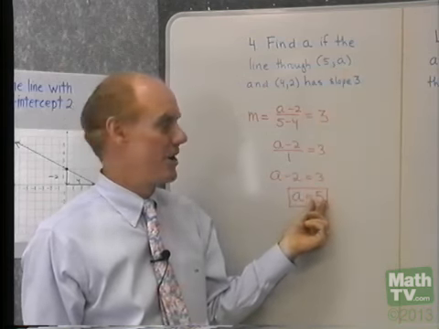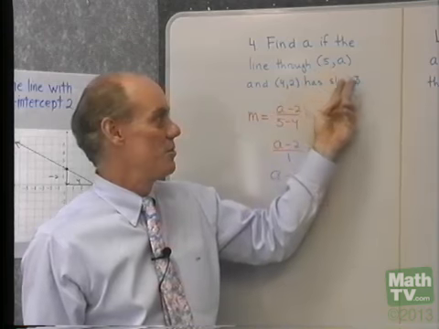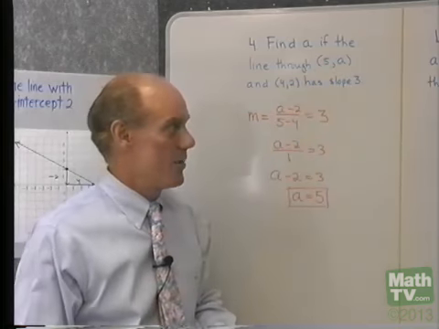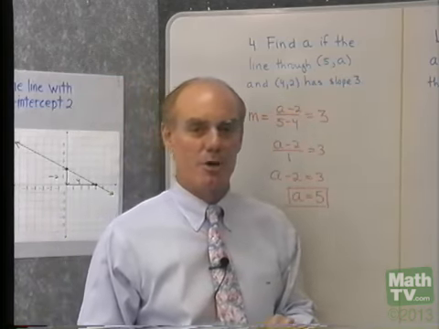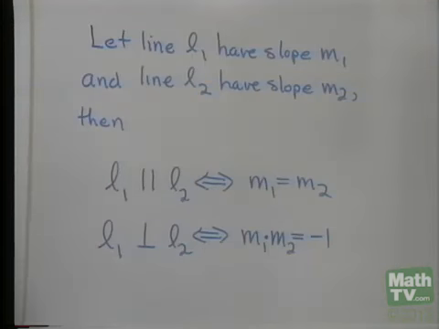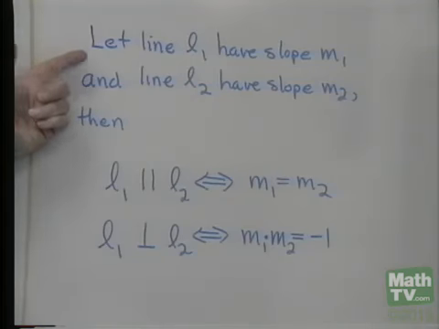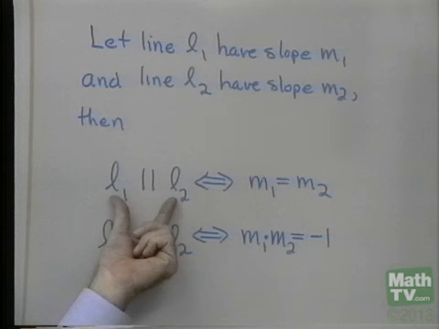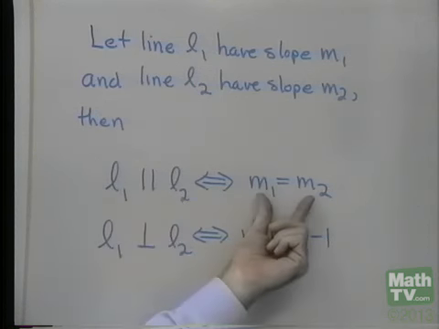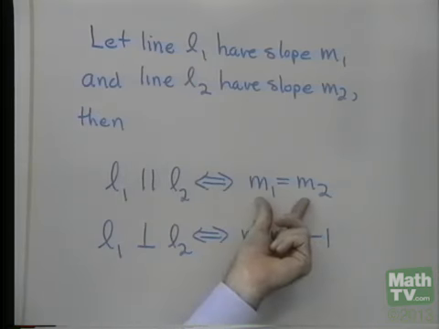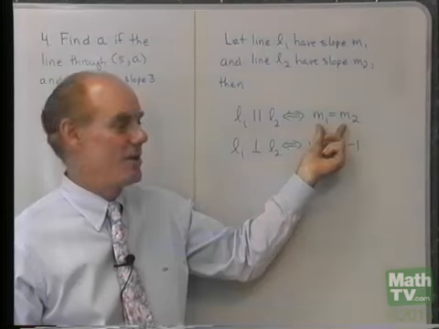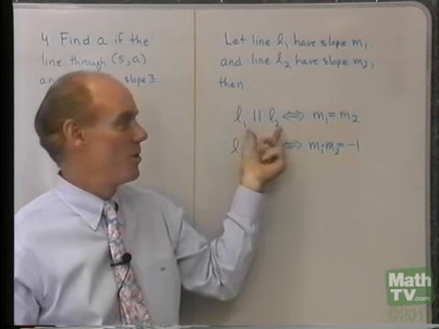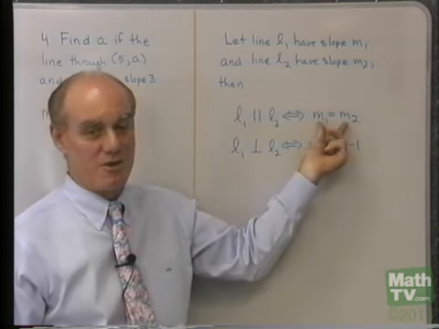That's the only thing I can fill in A with, so the line between these 2 points has a slope of 3. Next, I want to talk a little bit about parallel and perpendicular lines. So what we say is this. If we let line L1 have a slope of M1 and line L2 has a slope of M2, then L1 and L2 are parallel to each other if and only if their slopes are equal. So that's a pretty intuitive thing right there, to have parallel lines being lines that have equal slopes. So L1 and L2 are parallel if and only if their slopes are equal.